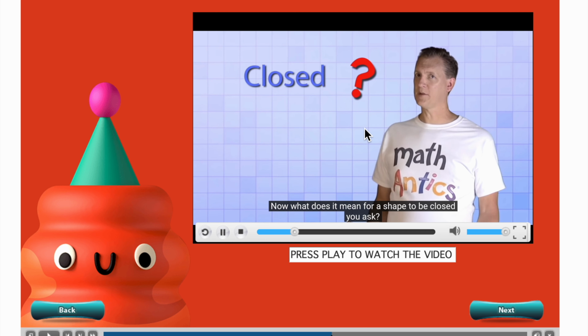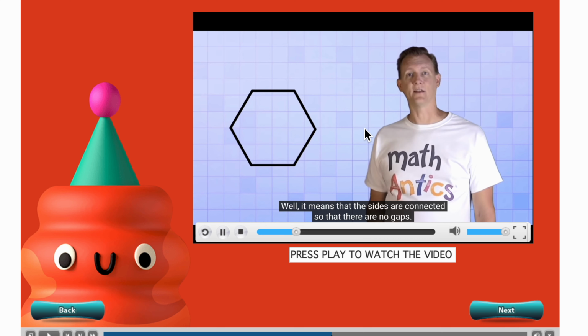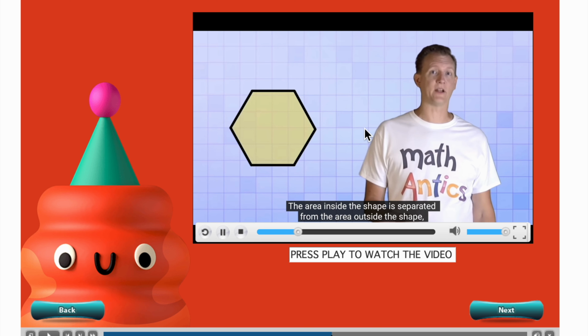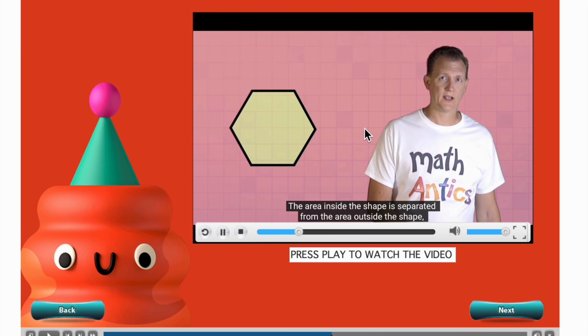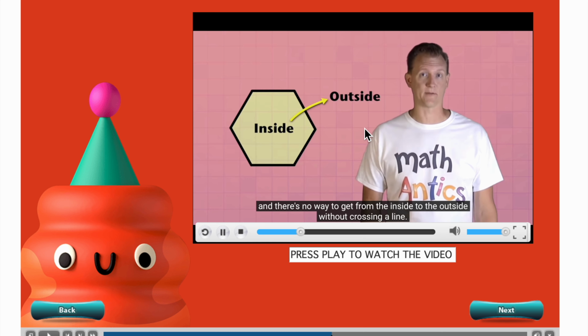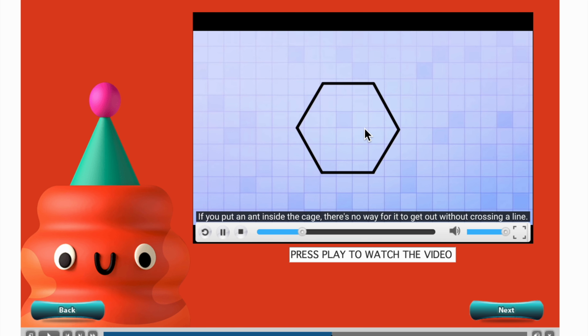Now, what does it mean for a shape to be closed, you ask? Well, it means that the sides are connected so that there are no gaps. The area inside the shape is separated from the area outside the shape. And there's no way to get from the inside to the outside without crossing a line. It might help to think of a closed shape like a cage. If you put an ant inside the cage, then there's no way for it to get out without crossing a line. But if the shape is open, then there is a way out.